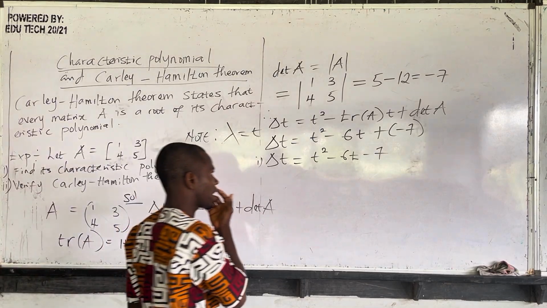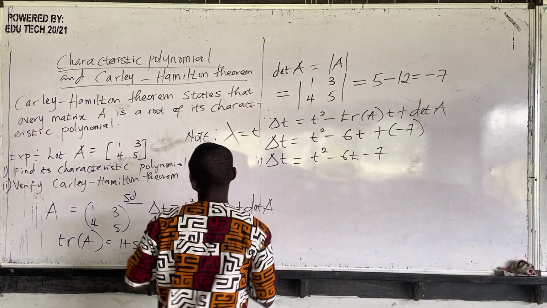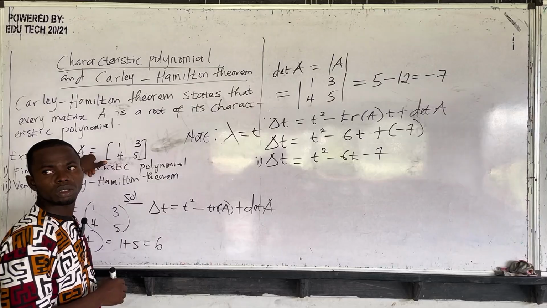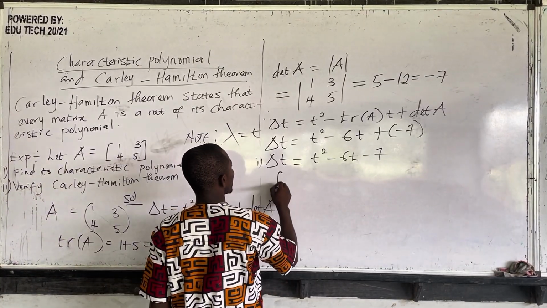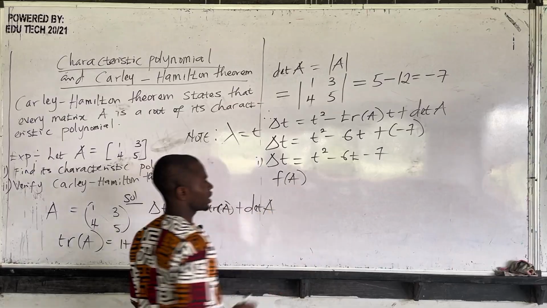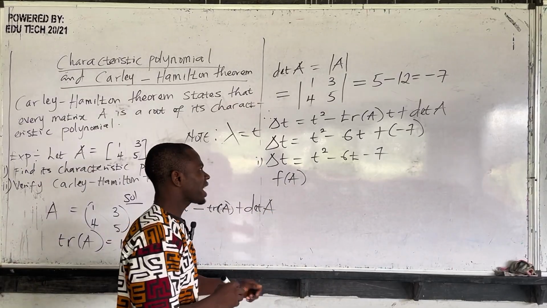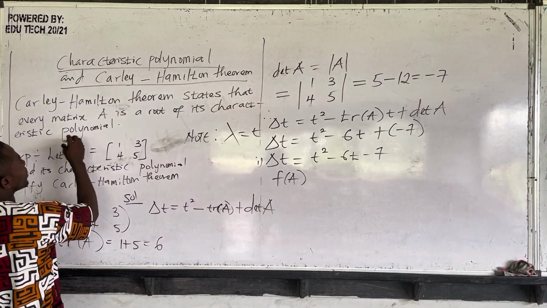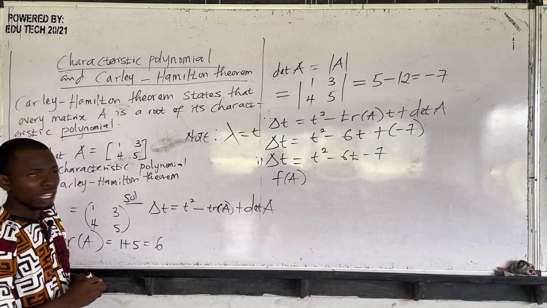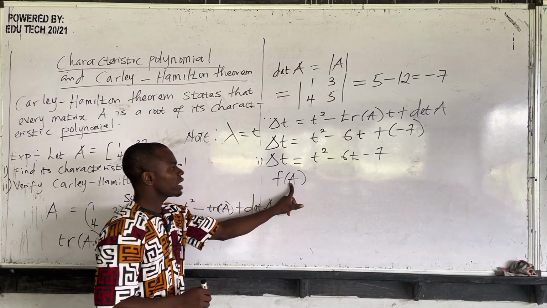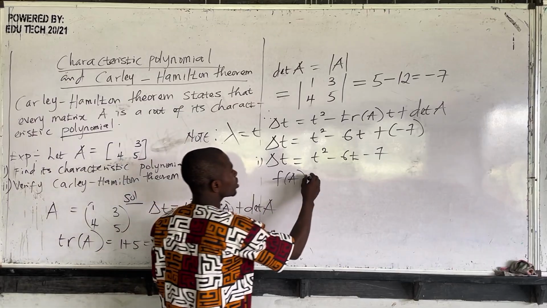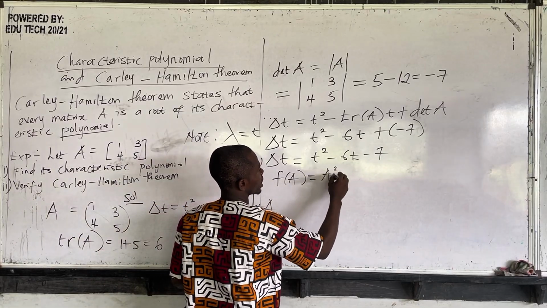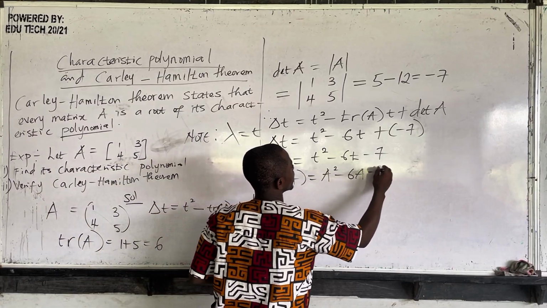So let's test that. Let's confirm that. So it's because I'm given matrix A, which means it will now be f of A. Why is it f of A? Don't forget that every polynomial is like a function. So for me to use A, I have to make it a function, and this is still this. So it's equal to A squared minus 6A minus 7.